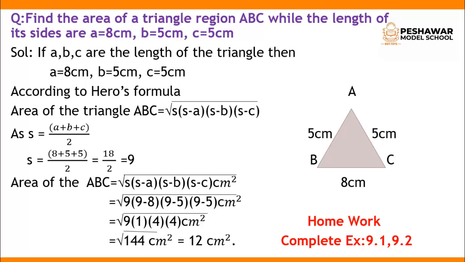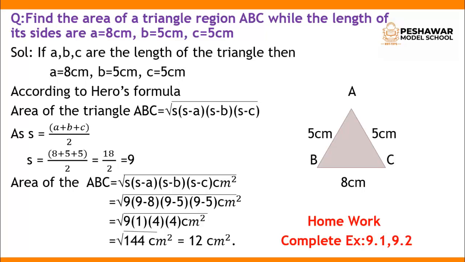First of all, we have to find s. So s is equal to (a plus b plus c) divided by 2. Now you have to put in the values of a, b and c: 8 plus 5 plus 5 divided by 2, which is equal to 18 divided by 2. Two nines are 18. So s is equal to 9.